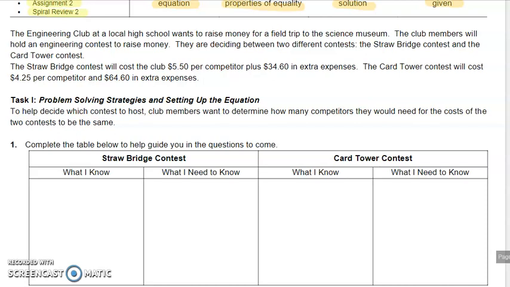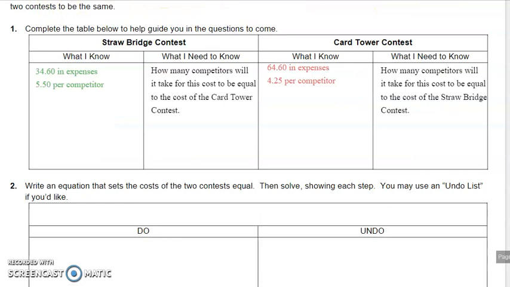Task 1. To help decide which contest to host, club members want to determine how many competitors they would need for the cost of the two contests to be the same. We're going to complete the table below to help guide in the questions to come. So take a moment and see if you can fill out this table. This is basically just a place for you to organize your information about what you already know and what you need to know. Okay, so if you need to pause the video and read through how I organized my information, make any necessary changes to your graphic organizer if you feel it necessary.